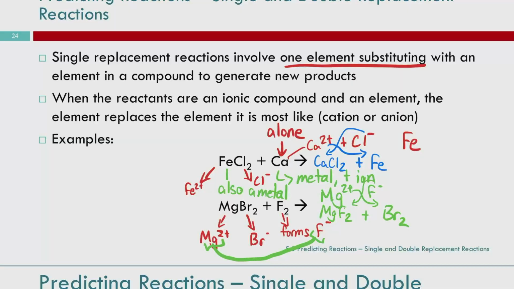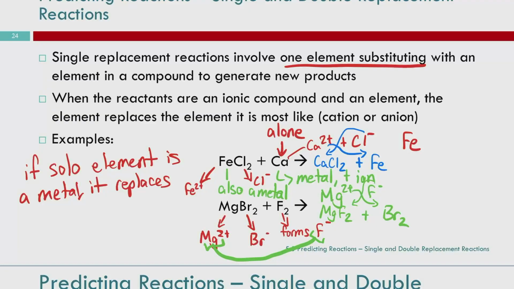So the key for these single replacement reactions is figuring out what our lone element is most like in the compound. So if the solo element is a metal, it replaces the metal in the compound. And the same is true for nonmetal.